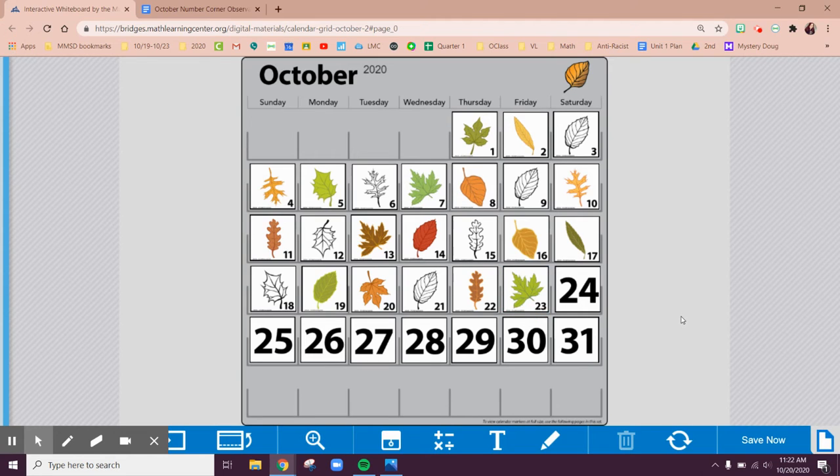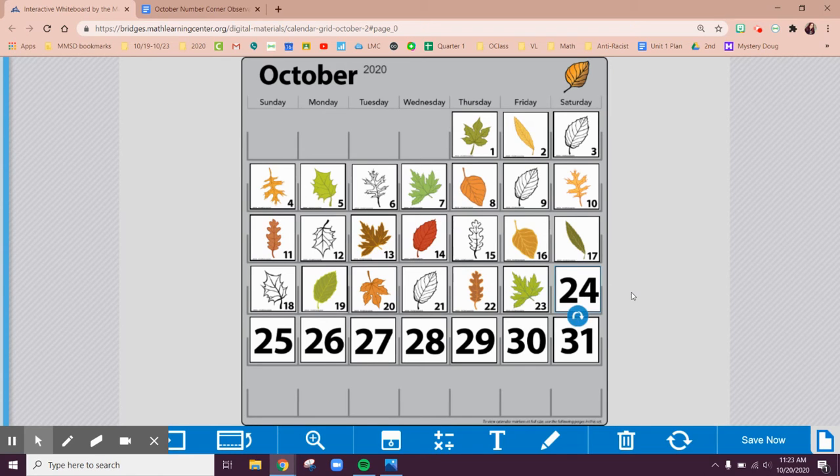So think in your head, what do you notice about this leaf? I notice the color of the leaf, the orientation, the leaf type. So I notice that it is a palmate leaf. I notice that it's green in color. And I notice it's right side up. I also notice that it's very similar to leaf number 7 on our calendar grid. So that was our leaf from Friday.